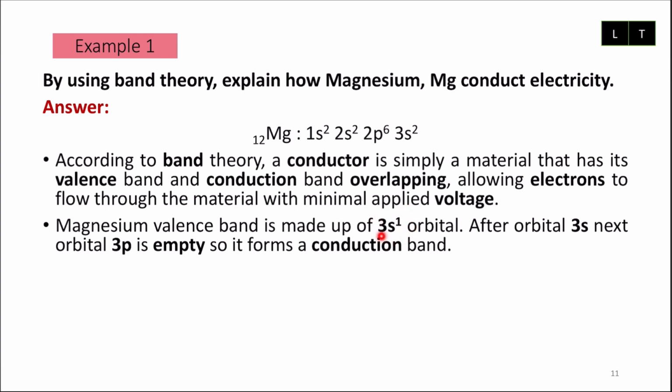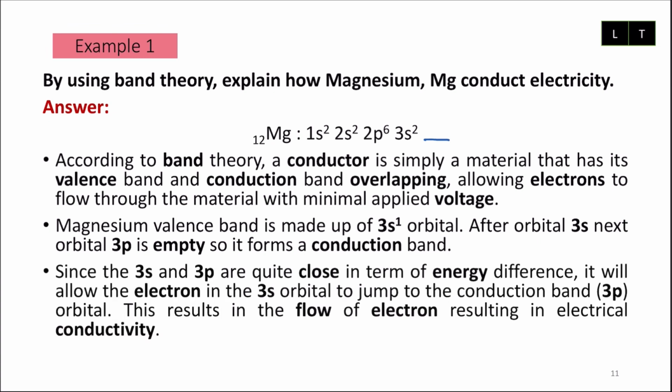Kena bawa sekali elektron tersebut. And then after orbital 3s, next to it adalah 3p. Kita ada dekat sini, tapi 3p ni empty. That is why kita tak akan tulis number of electron. But we should know that this orbital 3p is empty, hence it forms a conduction band. Seterusnya, kita faham 3p dan 3s dia sangat rapat dalam term of energy difference sebab dia berada dalam energy level yang sama, iaitu n equals to 3.